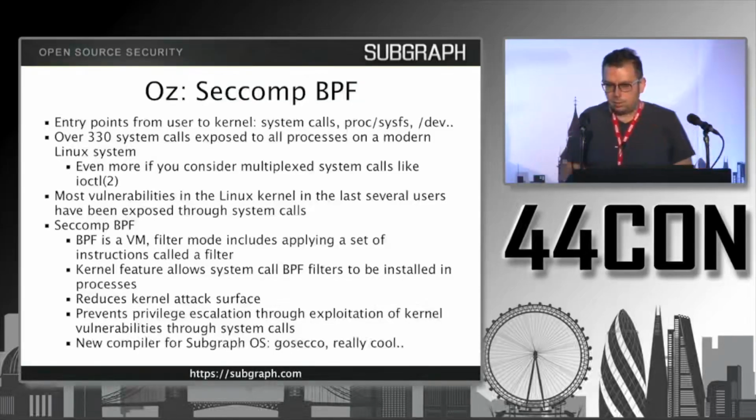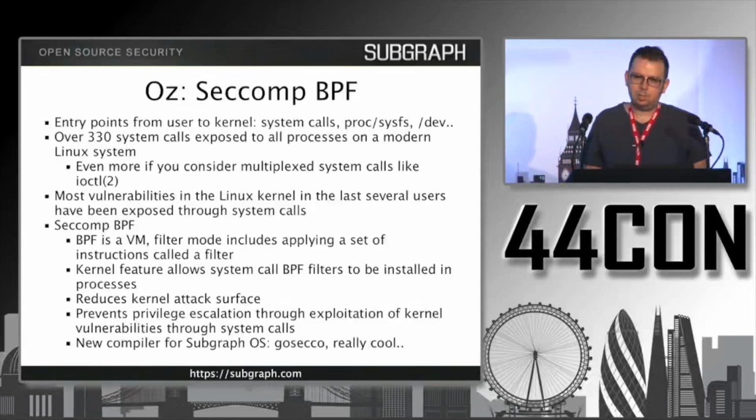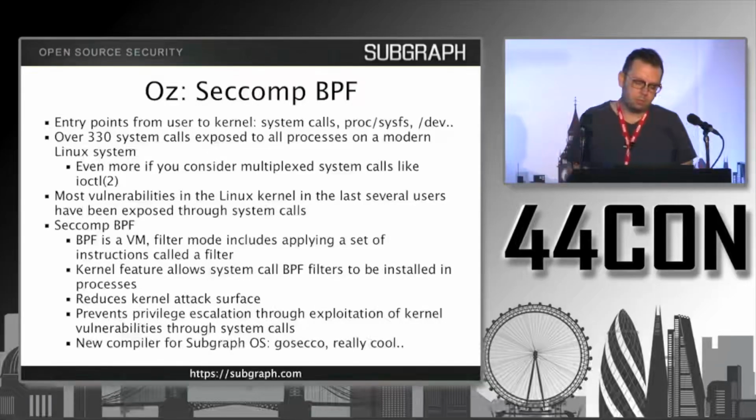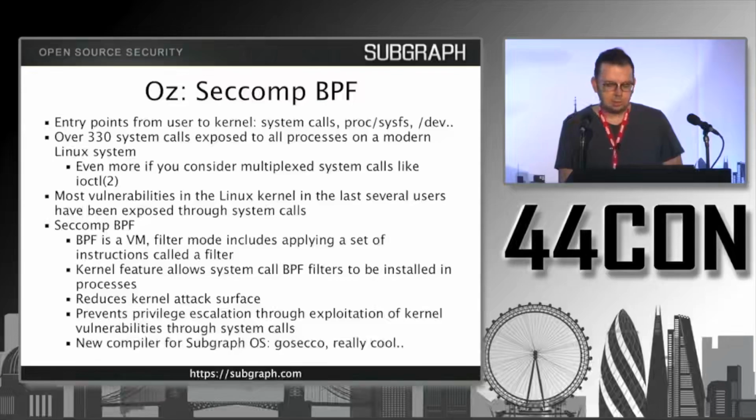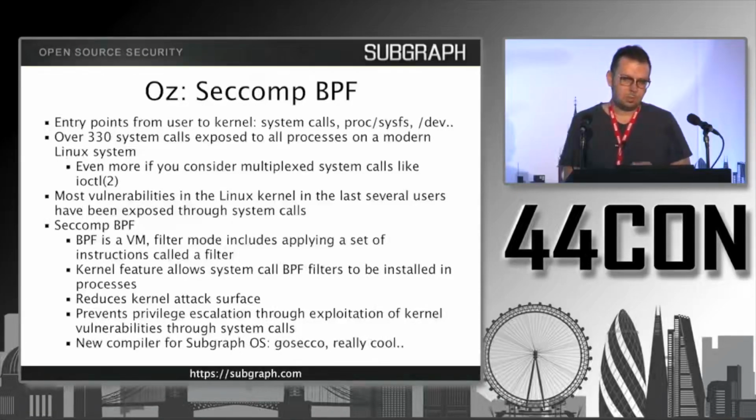The kernel allows a process to install a seccomp BPF filter that can do different things when specific system calls are invoked. You can use this facility to greatly reduce the exposed attack surface on a per process basis. As a result, you can prevent privilege escalation through system call vulnerabilities by not having those system calls available for processes that might try to exploit them.